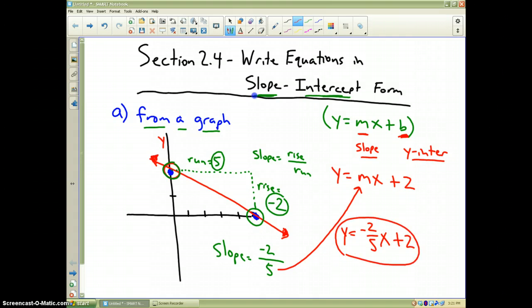Please leave your fractions, if they're either improper or negative 2/5, for instance, just leave them that way. You don't need to change them to decimals. I've never seen a decimal written for a slope, so please leave it in fraction form. And that's how you write an equation in slope-intercept form from a graph.